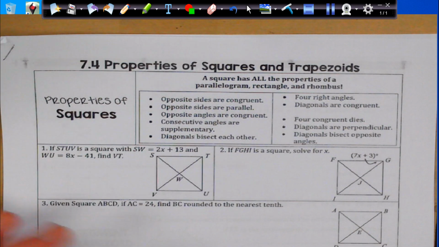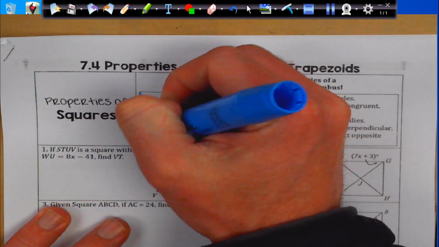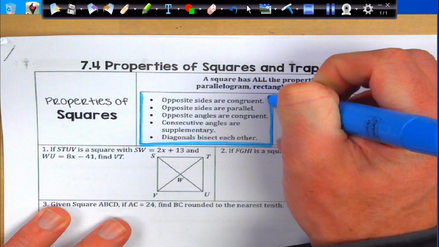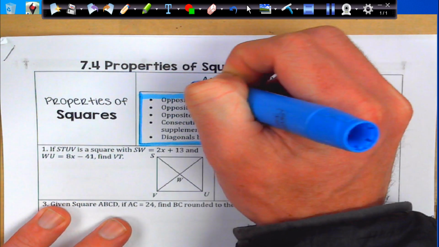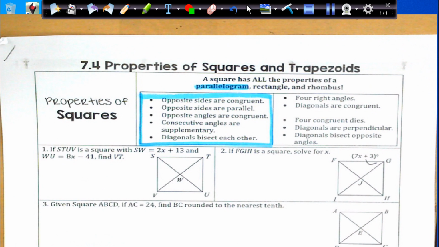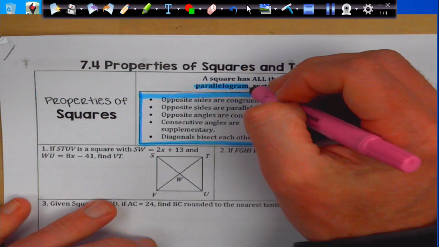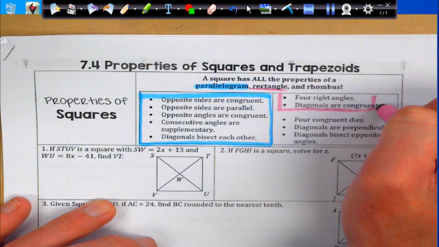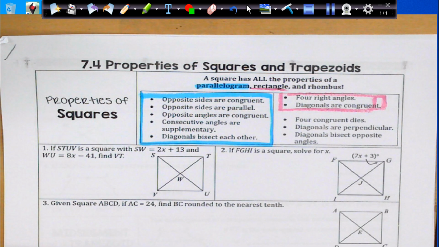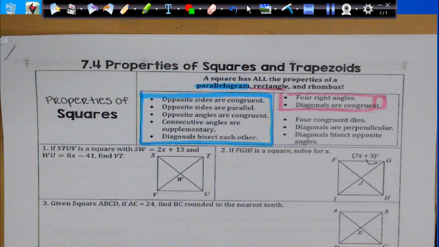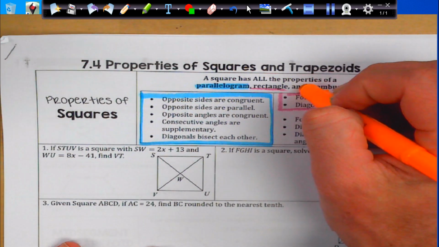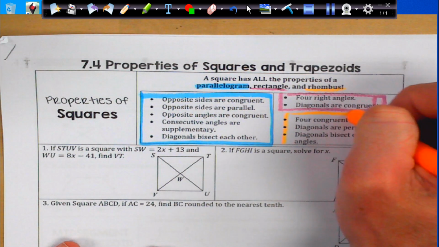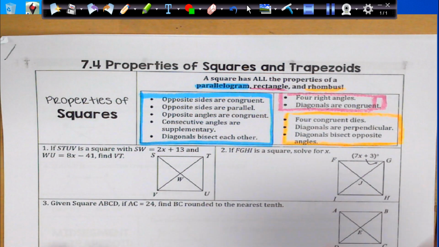Well, property of squares is pretty cool. A square has everything. So these are all of the properties of a parallelogram right here. So that's our parallelogram right there. So it has all those properties. It has all the properties of a rectangle, which are these guys right here, which I just cut off early for some reason, my bad. And it has all the properties of a rhombus, which are these guys right here. So square is like the do-it-all, be-it-all cool guy.